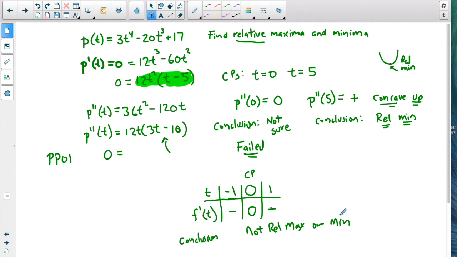So the first derivative test conclusively tells us that's not a minimum, it's not a maximum, whereas the second derivative test sort of just failed, okay? Because it is possible that the second derivative test fails, but the first derivative test does come up with a relative max or min. But bottom line is, that's it. We have one relative min, and we don't have any other relative max or mins.